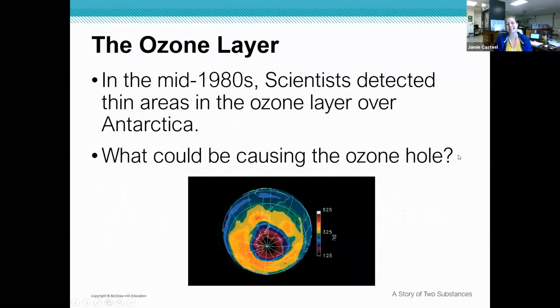In the mid-1980s, this became a big deal. They started to see that there were areas in the ozone layer that were becoming thinner. And that was happening over Antarctica. Question: what's causing the ozone hole? Why is the ozone layer depleting? You're going to answer that in just a minute, or you're going to tell me what you think. What could be causing the hole in the ozone layer?